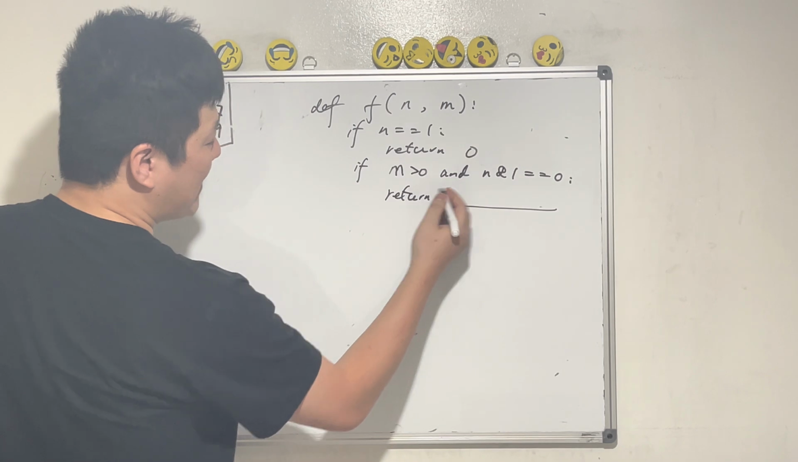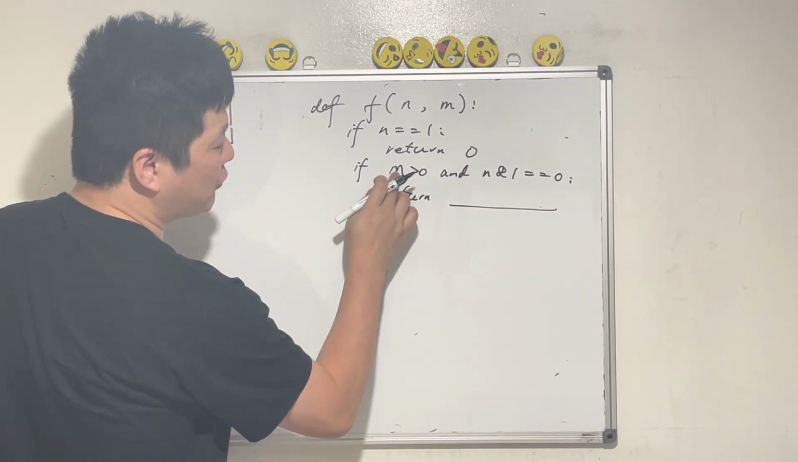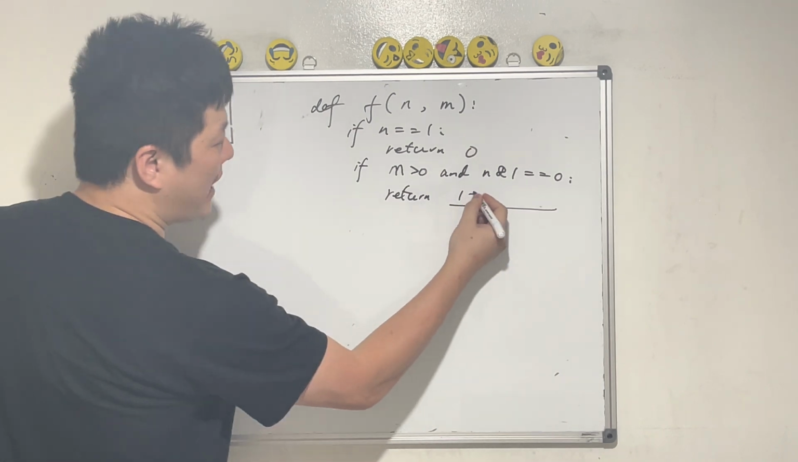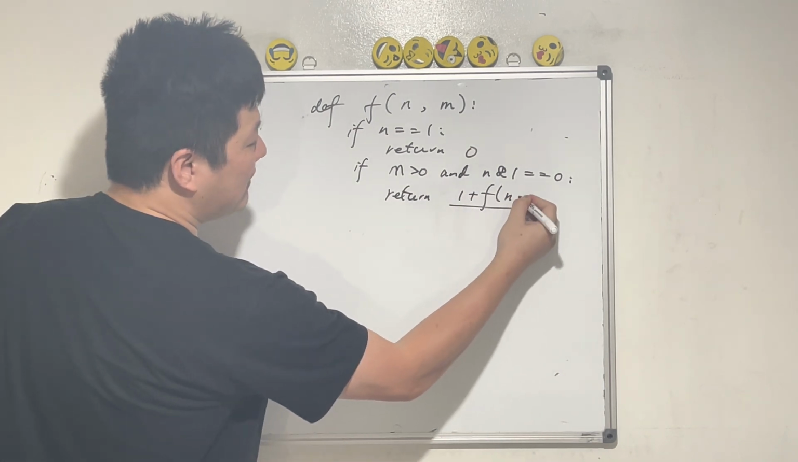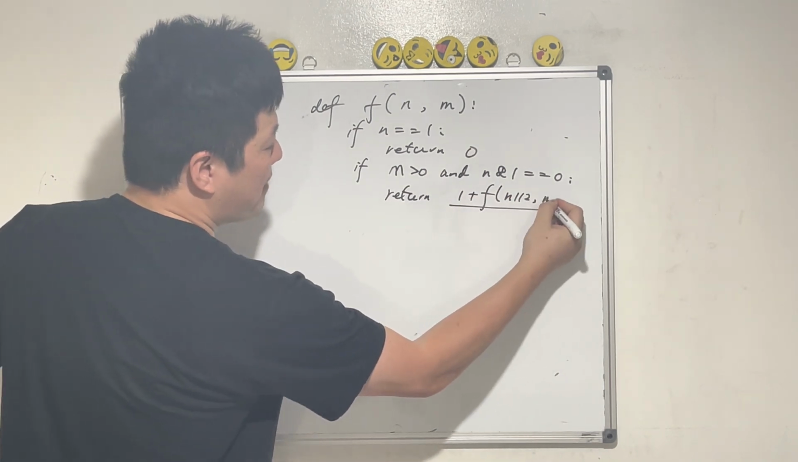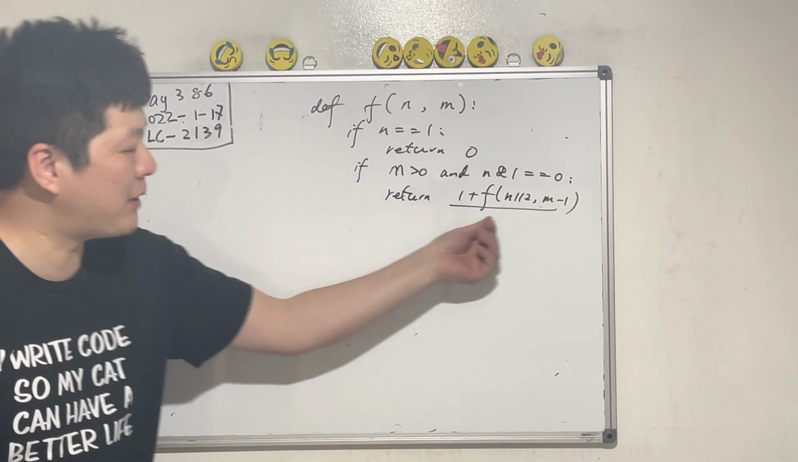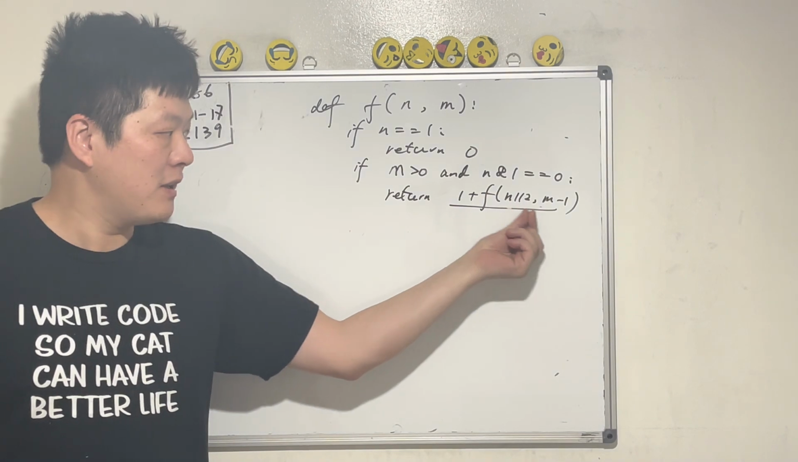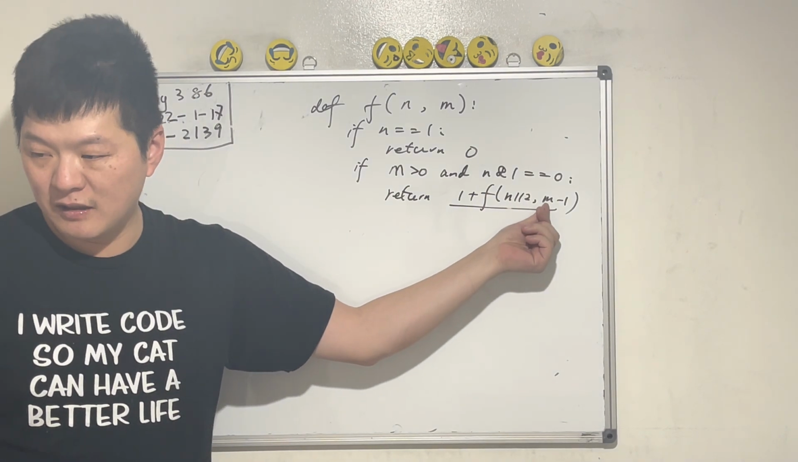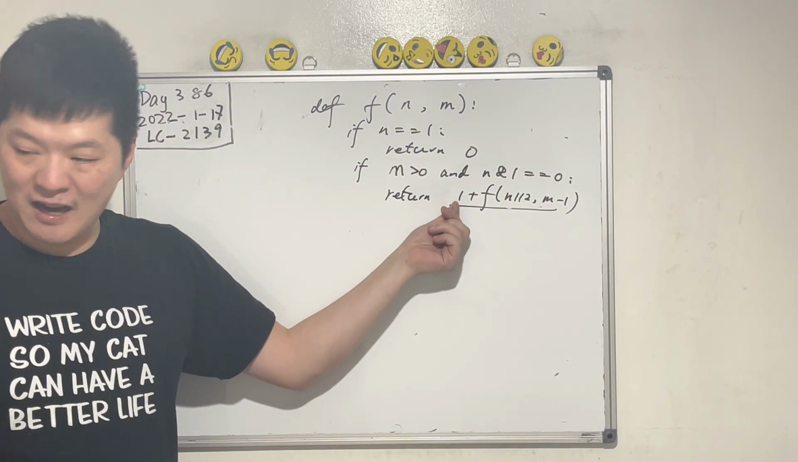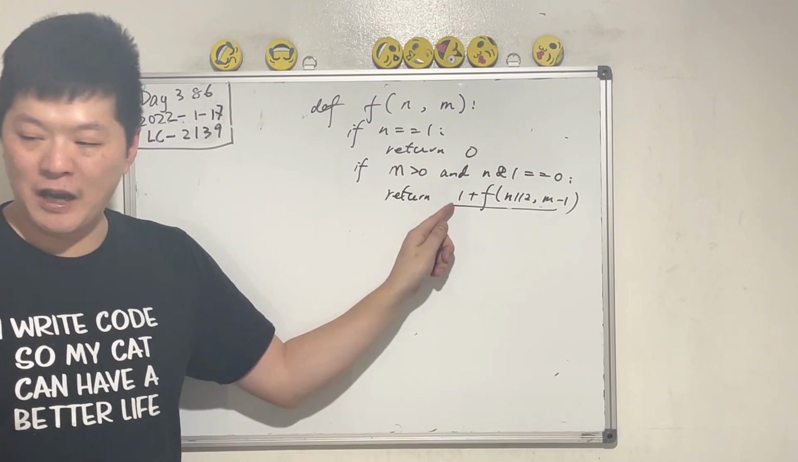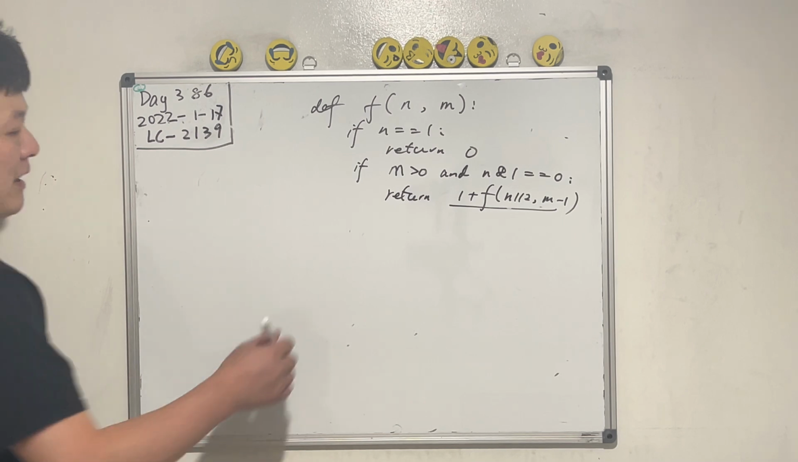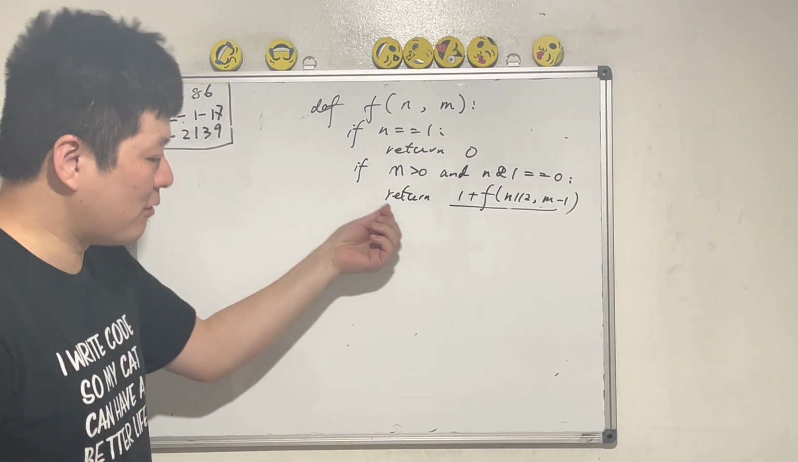Look. If I have one more division I can do, then I can say I apply 1 plus f(n divided by 2, m minus 1), right? Look, what does this mean? We divided n by 2, so this is the new number. We have used one division, so we have applied one more operation, so that's the 1 here.